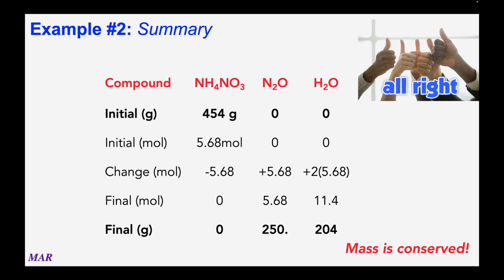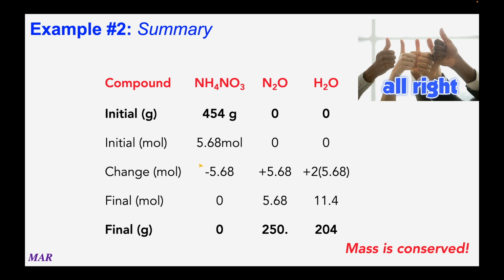This is a summary of what just happened mathematically. The ammonium nitrate we put in was 454 grams, and although I didn't show the calculation, if you take 454 and divide it by the molar mass, you'll find that you get 5.68 moles of ammonium nitrate. That's how much we started with. At the end, we're assuming that all the ammonium nitrate is gone. That's the minus 5.68. But in the process, we end up making 5.68 moles of N2O and twice that, 2 times 5.68 moles, of water.